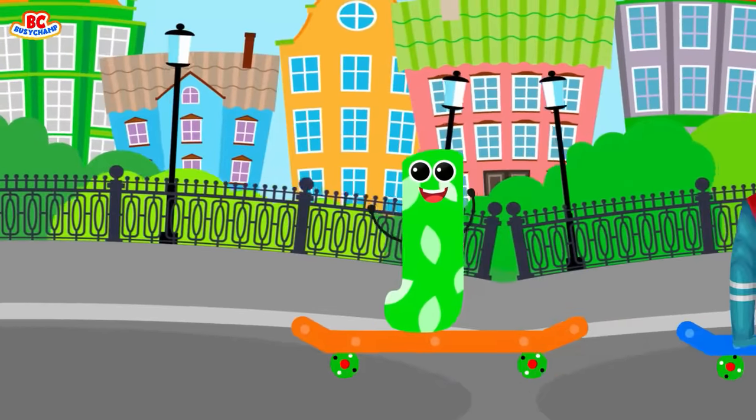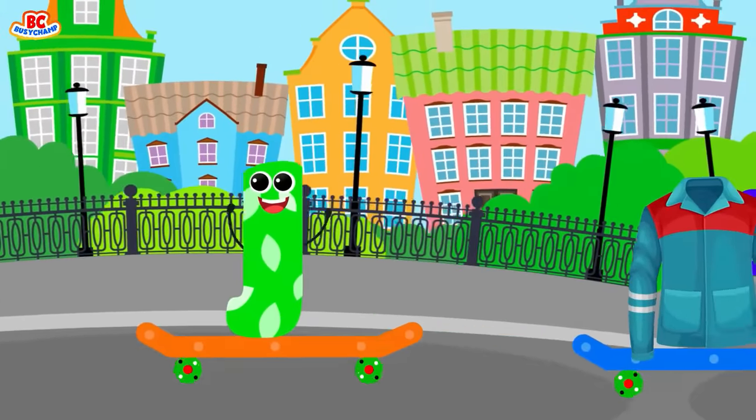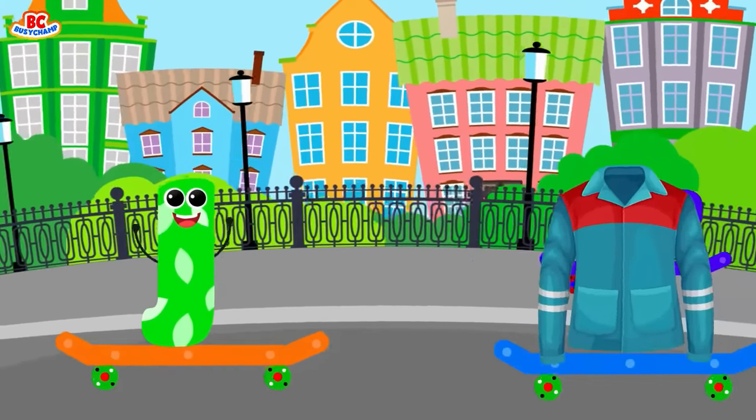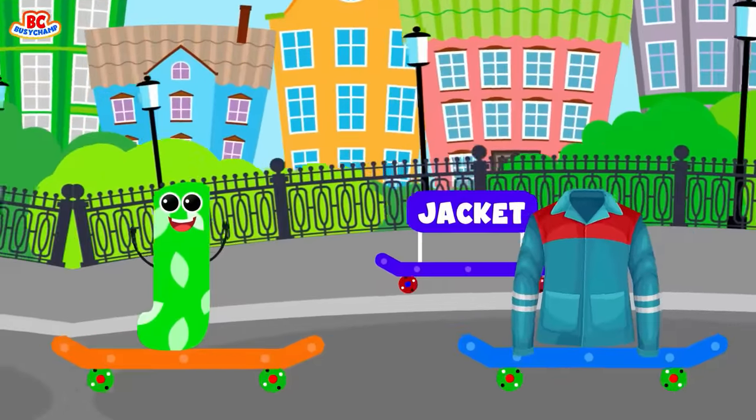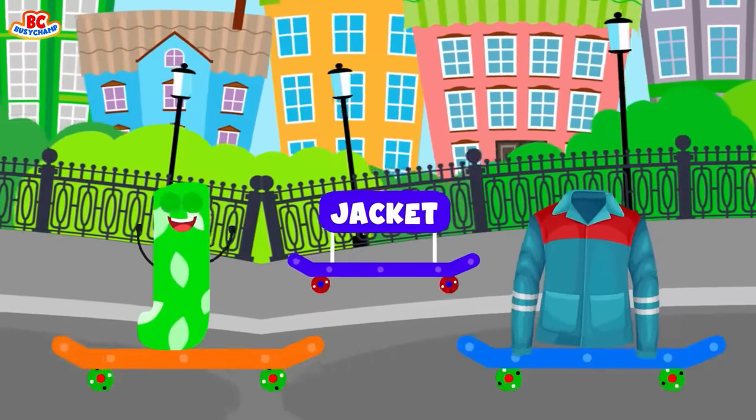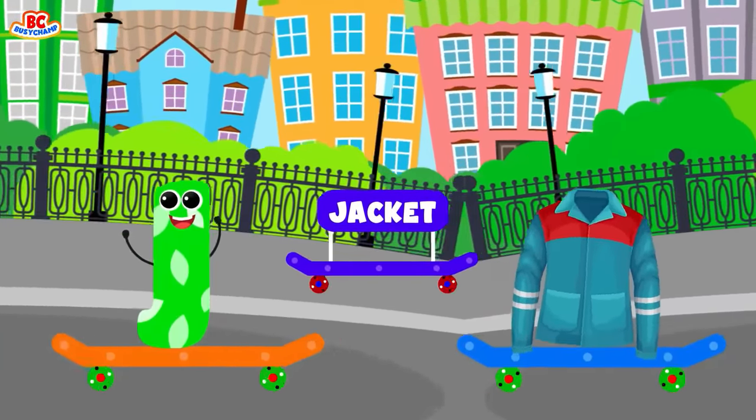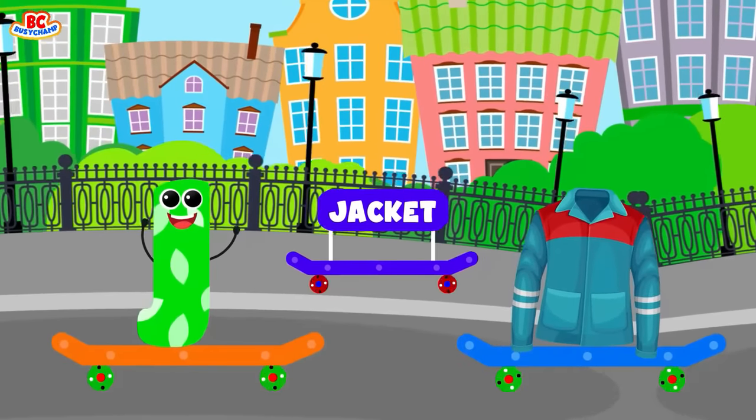J. The J is followed by jacket. Jacket. J for jacket. J. Jacket.